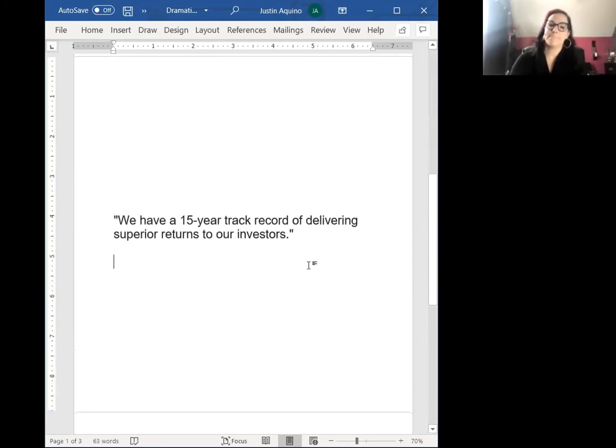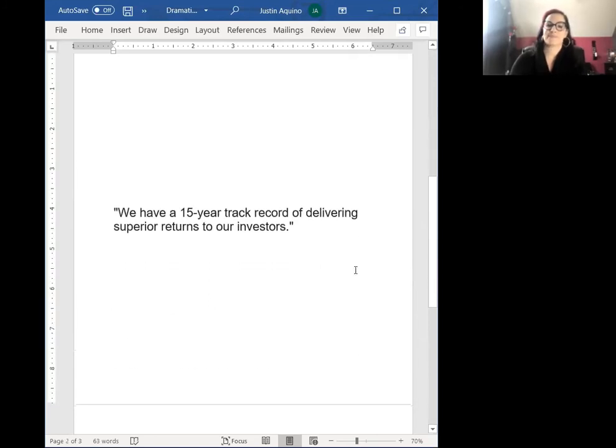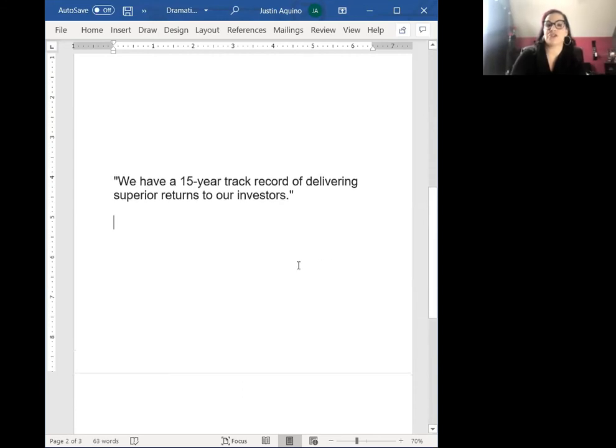We have a 15-year track record of delivering superior returns to our investors. Yeah. So again, look for the power words. This "delivering." What else could you use? How else could you spruce that up? Jazz it up here. So I like "unrivaled." And instead of "delivered," because everybody can use the word delivered, how about just, for 15 years, we have brought unrivaled returns to our investors.